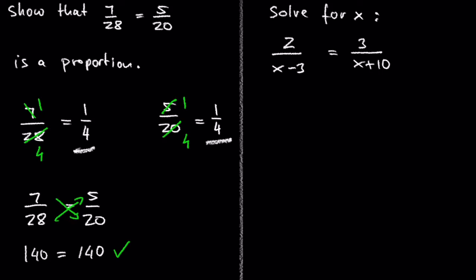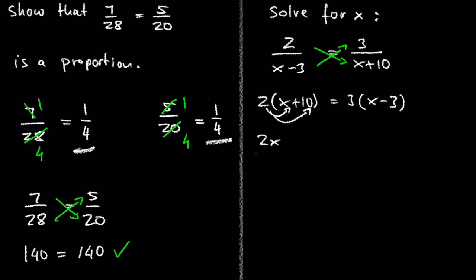Solve for x. 2 to x minus 3 equals 3 to x plus 10. After cross multiplying, we get 2 times x plus 10 equals 3 times x minus 3. 2 times x is 2x, and 2 times 10 is 20. 3 times x is 3x, and 3 times negative 3 is negative 9.